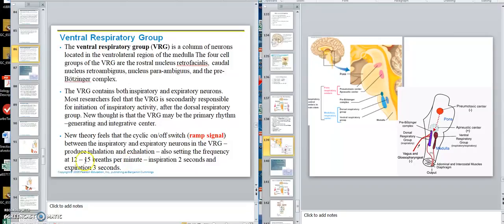Normal breath rate is 12 to 18 breaths per minute. That's normal. Actually, I should say 12 to 20 breaths per minute is the normal. Some will say 12 to 18, but 12 to 20. Now, I'm going to take it at 12. Let's say for demo purposes, we're going to take it at 12.